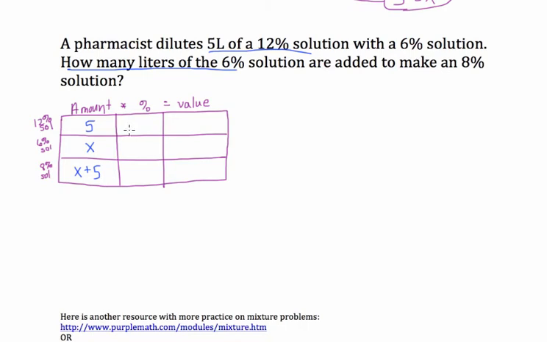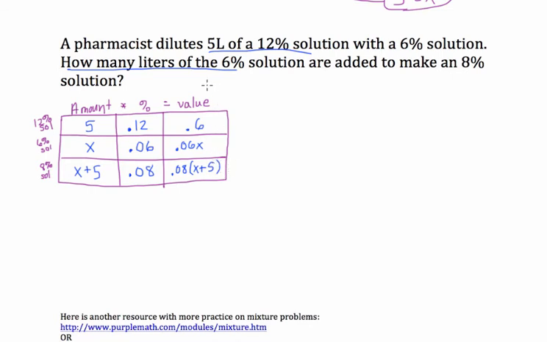Okay, now the percents. The 12% solution is 12% or 0.12. The 6% solution is 6% or 0.06. And 8% or 0.08. So now let's figure the value. You take the amount times the percentage to get the value. So in my calculator, 5 times 0.12 equals 0.6. And x times 0.06. Well, just leave that as 0.06x. And this one would be 0.08 times the quantity x plus 5.